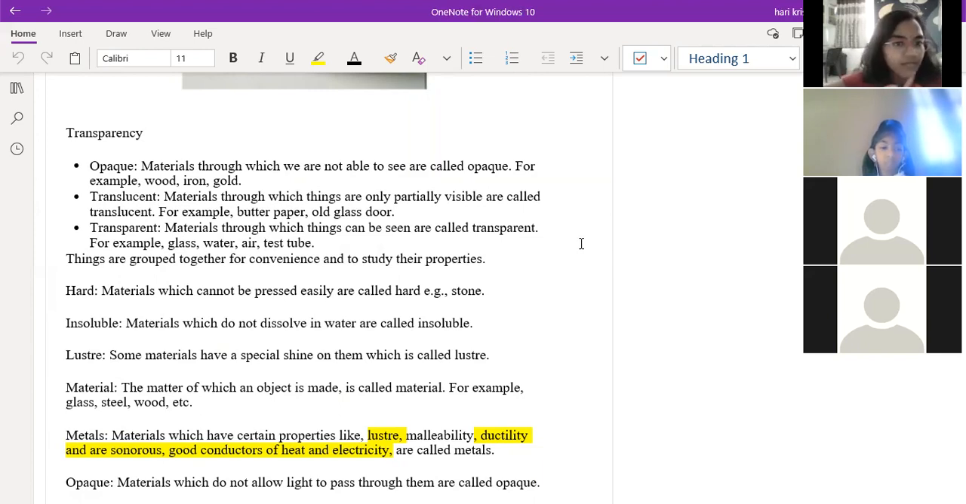Transparent is what? Transparent allows the light to pass through. It's visible to see properly. So it allows the complete light to pass through it. That is transparent. Okay, good. So we can see the other side of the transparent glass very clearly. The material is very transparent, right? We can see the other side very clearly and the complete light will pass through it.